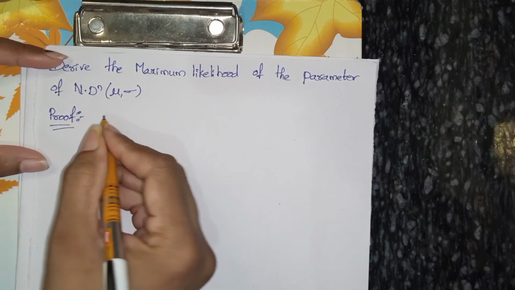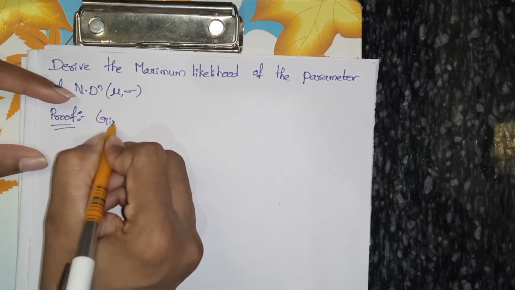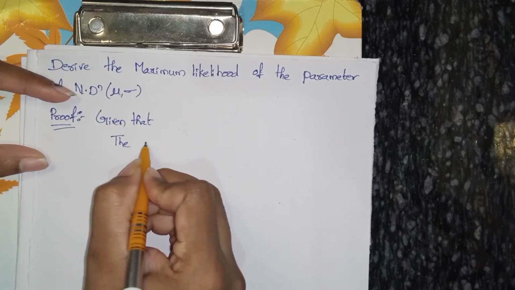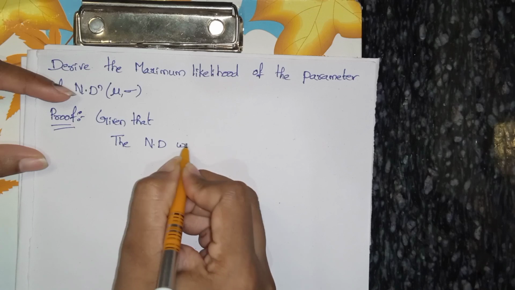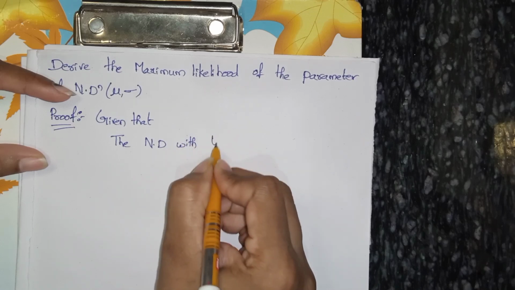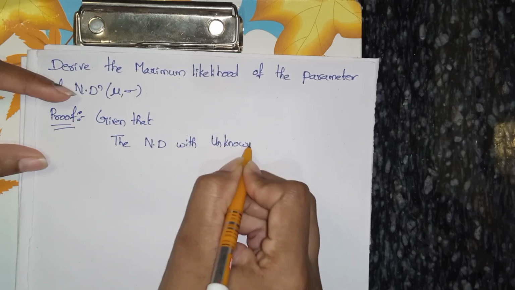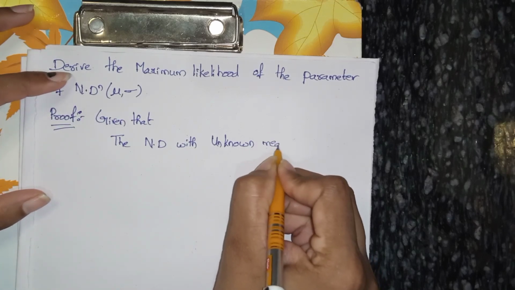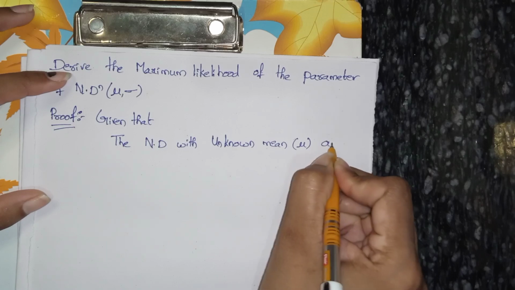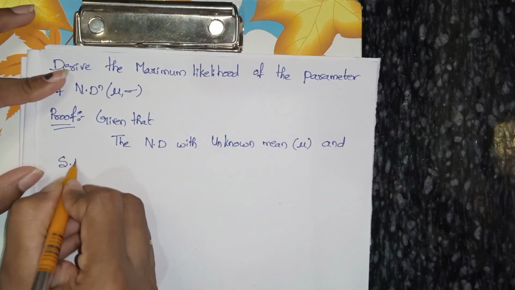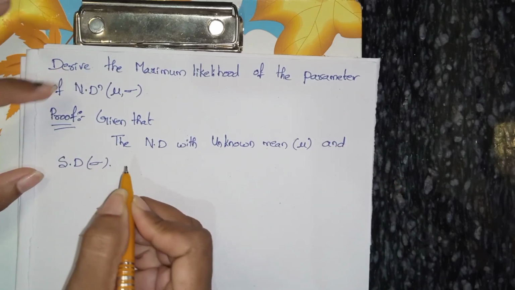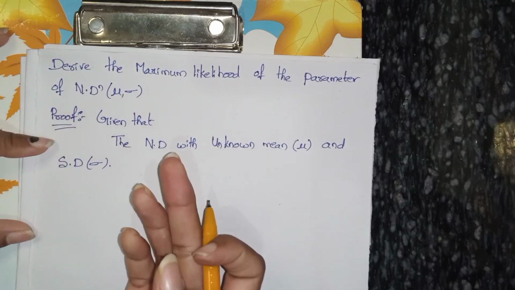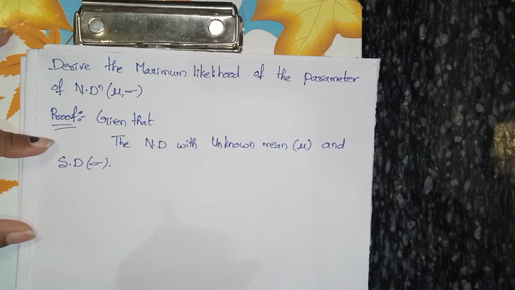First we'll write the given data. Given that the normal distribution with unknown values, which are mu and standard deviation. With unknown mean mu and standard deviation sigma. These two values can be proved with the help of the normal distribution formula, the PDF, that means probability density function.